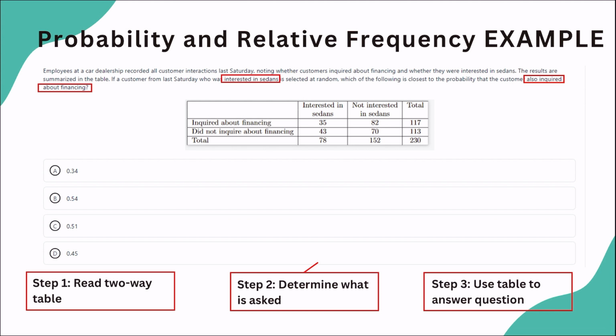Okay, so what's being asked here? Well, we're looking just at the customers who are interested in sedans, and of the customers who are interested in sedans, we want to see the probability that the customer also inquired about financing.